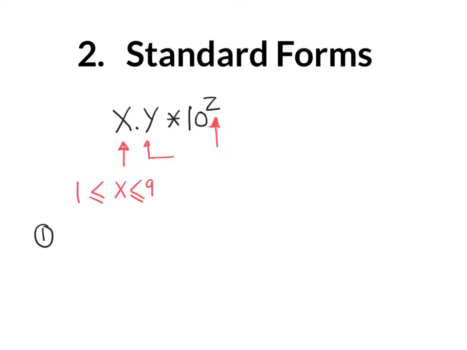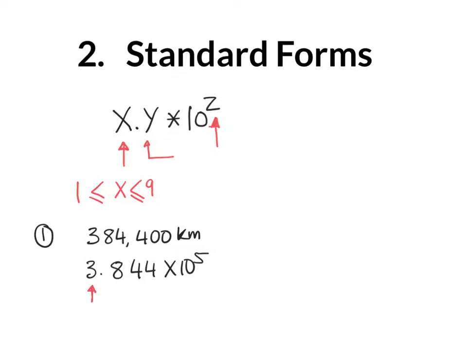Example 1. Distance between Moon and Earth is 384,400 kilometers. In standard form, this would be represented as 3.844 into 10 raised to the power 5 kilometers. Here, the first digit is an integer between 1 and 9, then the remaining part of the number, then a multiple of 10 with an appropriate index 5. The index value 5 comes from moving the decimal 5 places to the left.